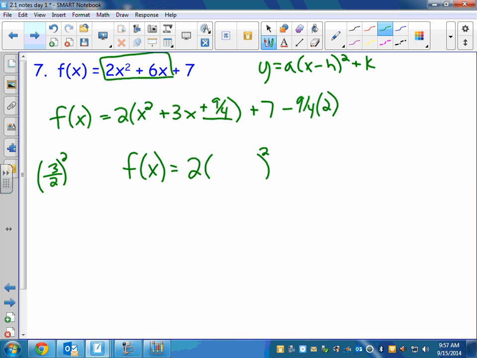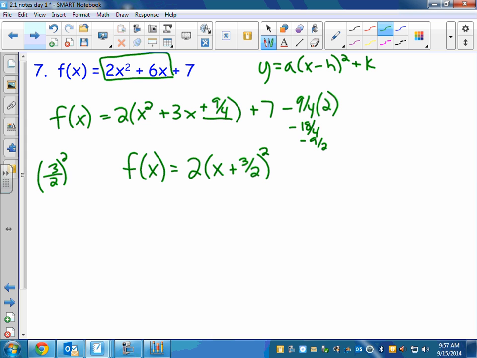Remember that this always factors into half the middle number, so that would be x plus 3 halves, or 1.5, squared. And be careful on this. Every year I have people that just forget the order of operations, and they subtract this, and then they multiply by 2, which is why maybe you want to multiply it first. But this would be negative 18 fourths.